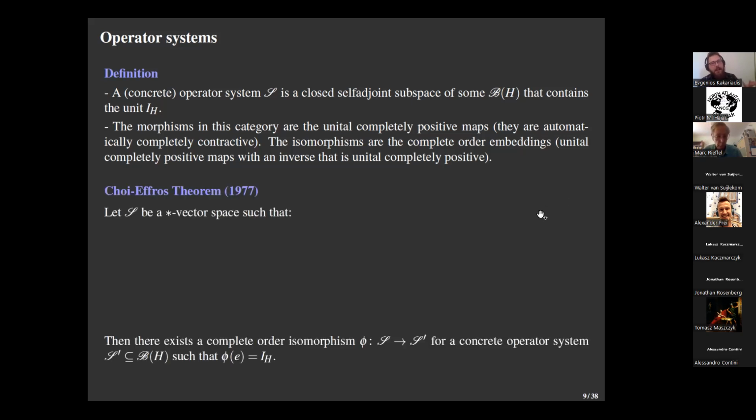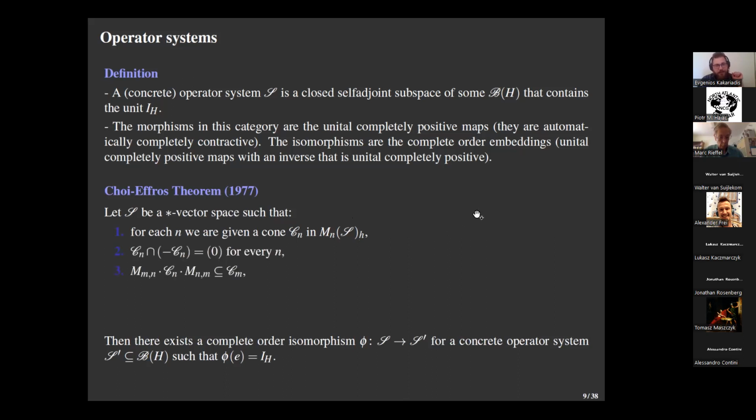And there is an abstract characterization of operator systems. If you start with an S that is a vector space with an involution, and suppose that you have a cone fixed inside every matricial level of S, and you want them to come from Hermitian elements. You want this cone not to intersect its negative, and also you want them to be compatible with multiplication with matrices with scalar entries. Okay, in this logical way.